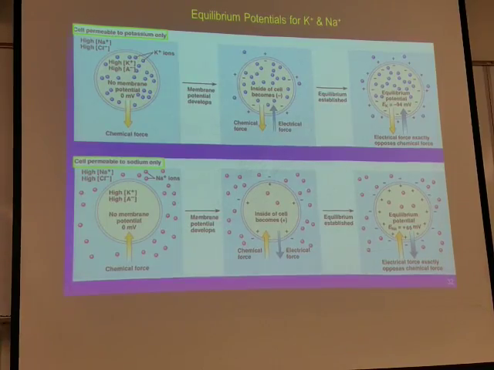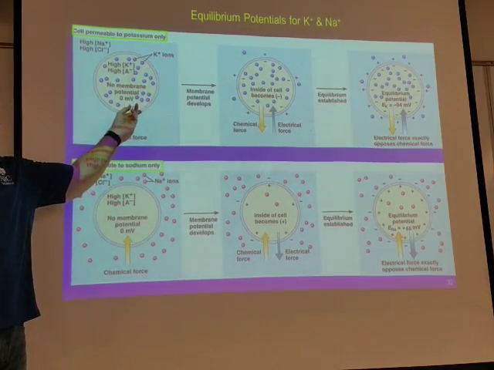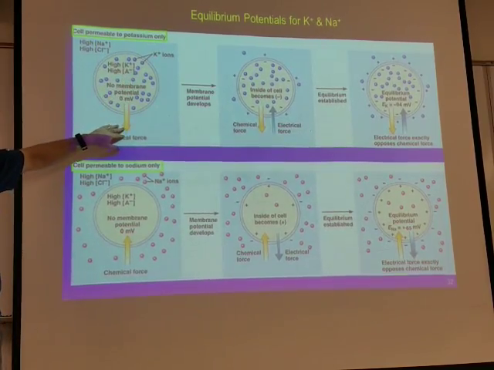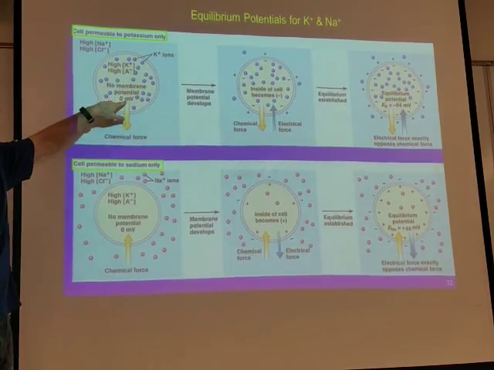Potassium starts to leave, right? You're starting at 0 millivolts. There's no electrical gradient. It's purely concentration. And it's very concentrated inside. So it starts to go out down its concentration gradient. But what's the consequence of potassium going out?